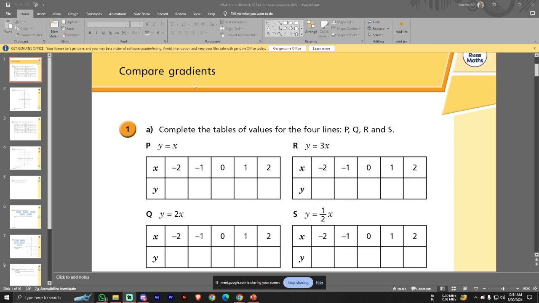Okay, compare the gradients. Complete the tables of the values for the 4 lines P, Q, R, S. P is this line, Q is this line, R is this line, S is this line. Okay, here we have this picture.